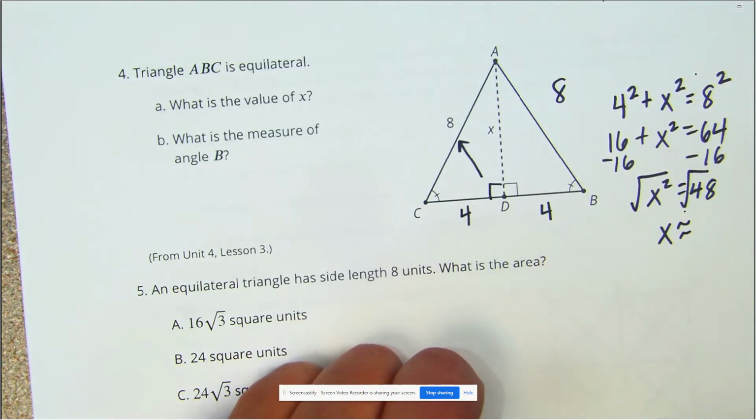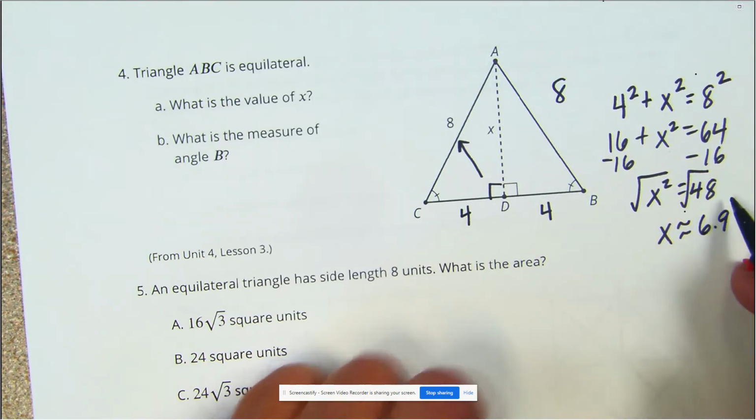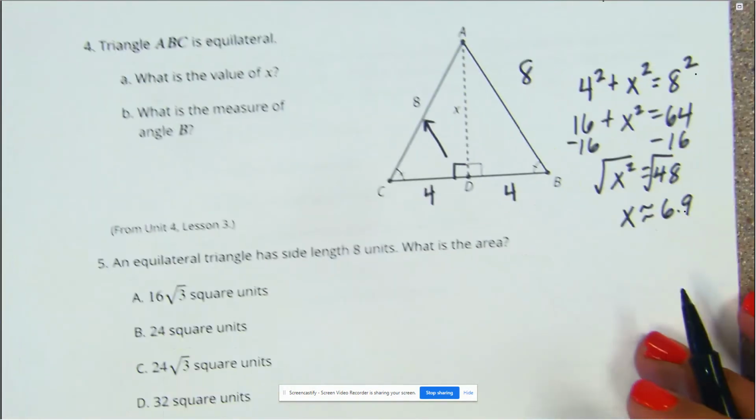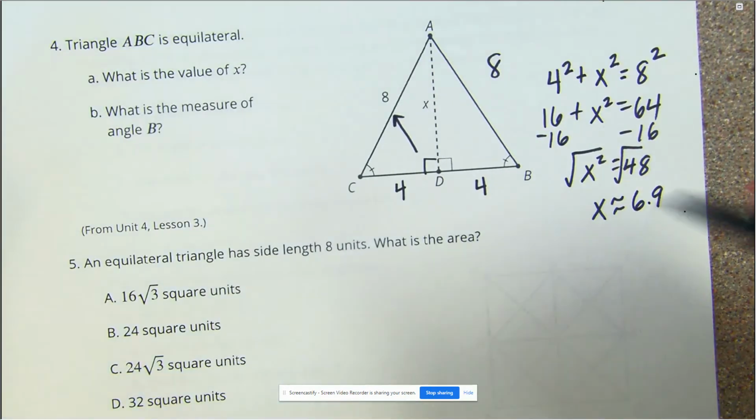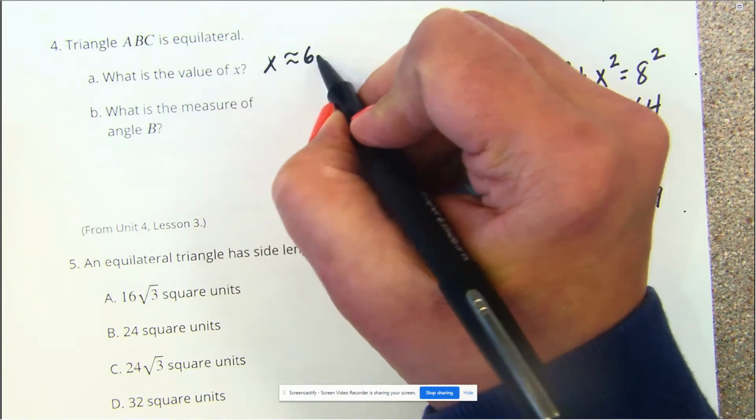And if I use the decimal approximation, it's about 6.9. If you wanted to leave it exact as the square root of 48, you could do that either way. So x is approximately 6.9.